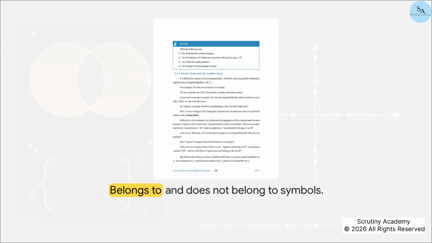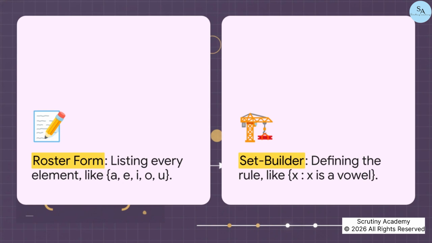Pretty simple, right? As we dive just a little deeper, we need to know that mathematicians generally have two specific ways, or languages, to describe what is inside a set. The first one is called roster form. This is the most straightforward method. You just open a pair of curly brackets and physically list every single element, separated by commas. For example, A, E, I, O, U.